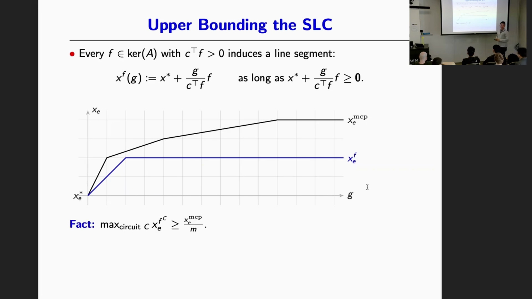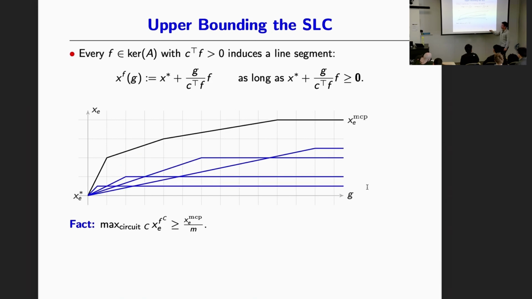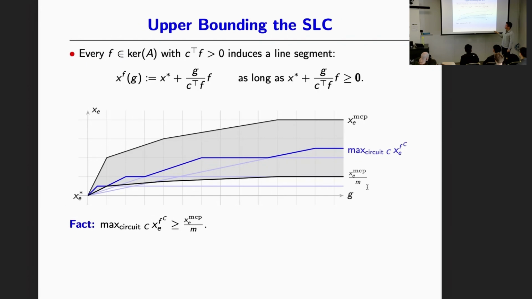So here's a nice fact that we will use, which is that if you consider the simple curve for every circuit of your subspace, and then you take their pointwise maximum, it's going to lie in the 1/m neighborhood of the max central path. So what do I mean by this? Let's say these are all my circuits and their corresponding simple curves, and I take their pointwise maximum. Then this pointwise maximum curve, which is indicated by dark blue here, lies in the 1/m neighborhood of my max central path.